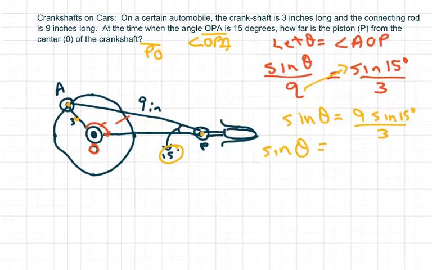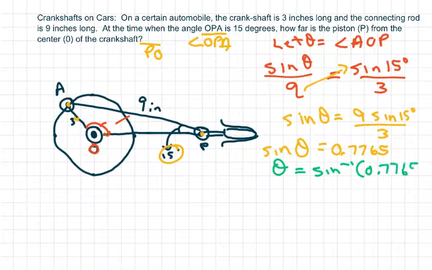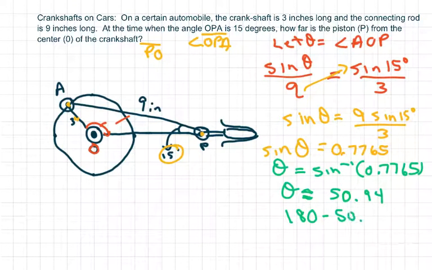So sine of theta equals 0.7765. Theta is going to be inverse sine of 0.7765, so theta equals approximately 50.94. But what we have to do is subtract this from 180, because depending on how it's drawn, it could also be 180 minus 50.94, which is 129.06.